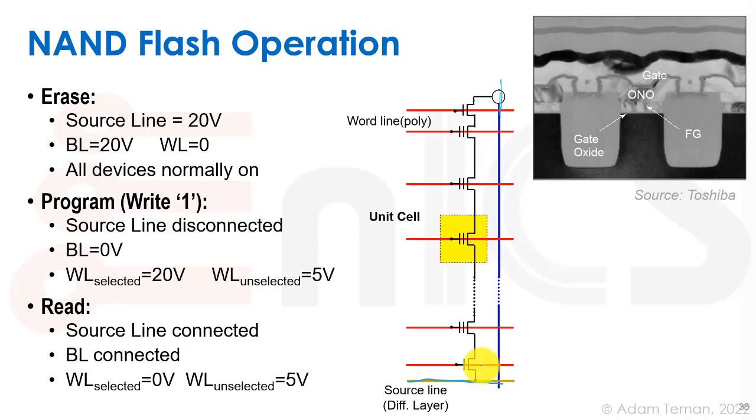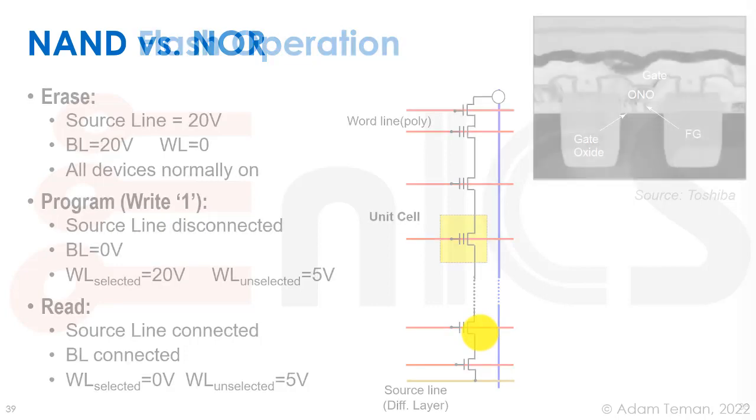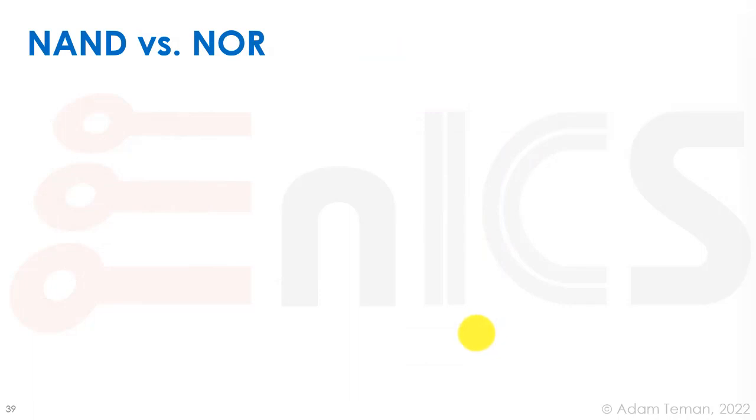For read, we connect the source line, we connect the bit line, and then for the selected word line we put 0 volts, and for the unselected we put 5 volts, and therefore we read out that certain cell. So that is NAND Flash. So it's a bit differently operated.